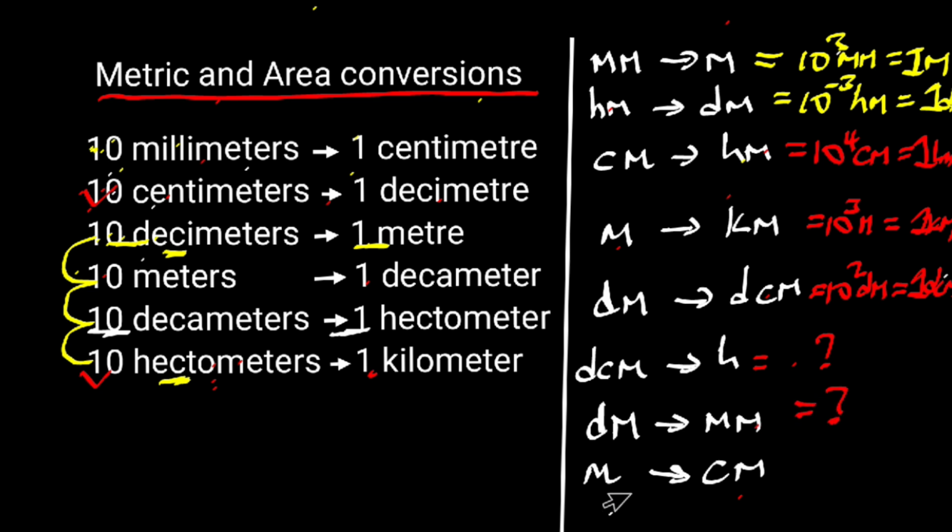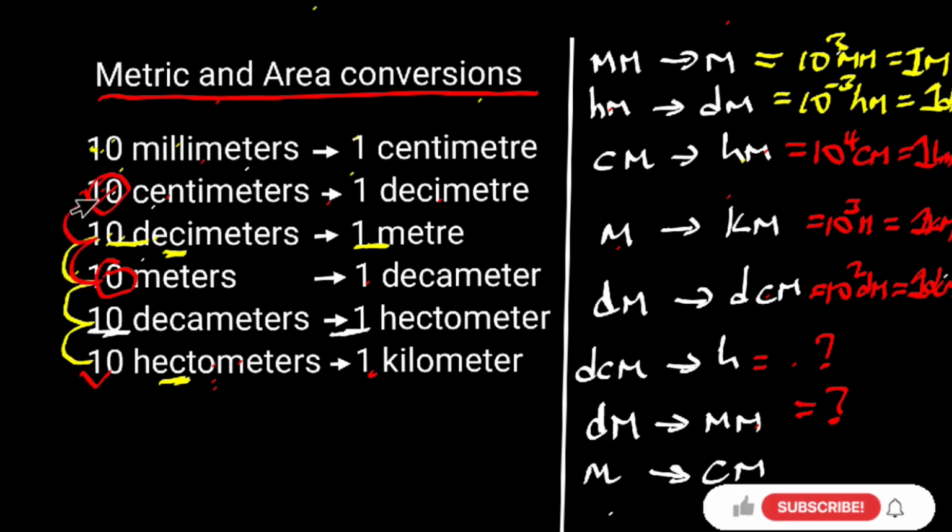Then from meters to centimeters, we are going to go backwards. So this is 1 and 2. So it means that 10 raised to the power, remember we are going upwards, it's going to be negative 2. 10 raised to the power negative 2 meters is equal to 1 centimeter.